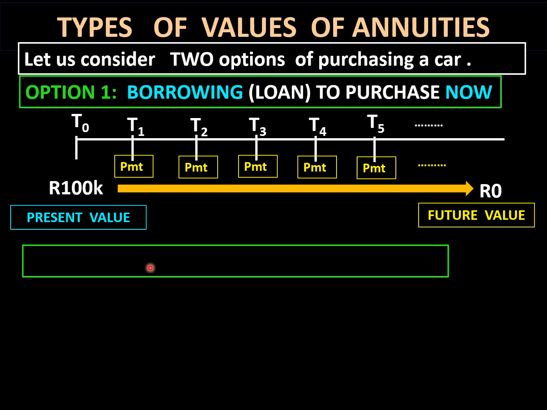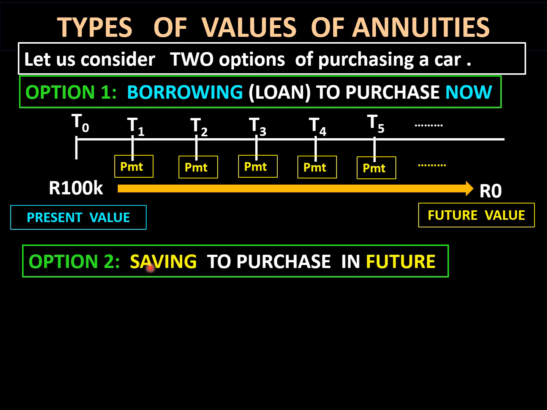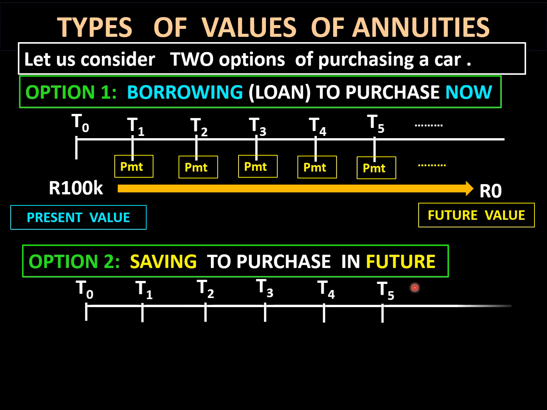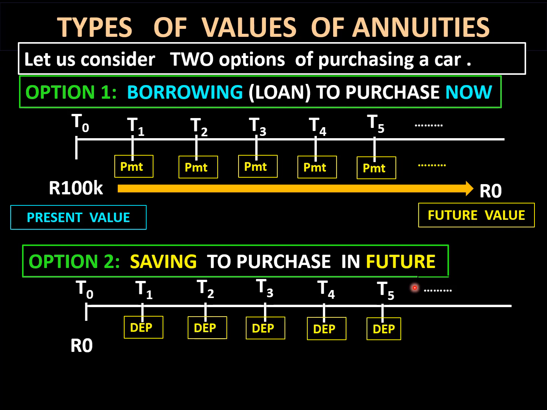Let's look at the second option. Instead of borrowing to buy a car now, you could actually save to purchase that car in the future. You don't want to purchase it now, you want to purchase it in the future. So let's put our timeline down there. When you save, you first start off with nothing. Then let's say at the end of the first month you make a deposit, and then your second month, and you keep on making deposits, depending on what your objective is. Let's say you can make 60 deposits.